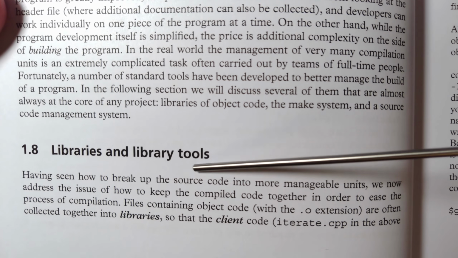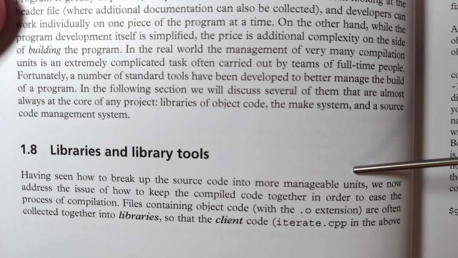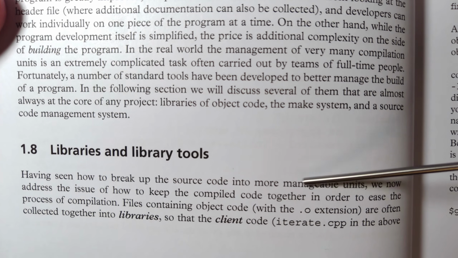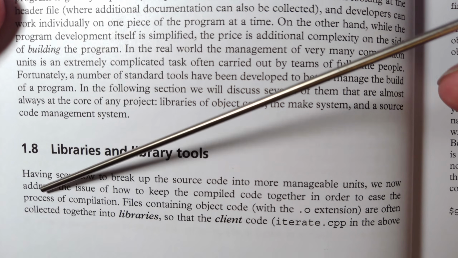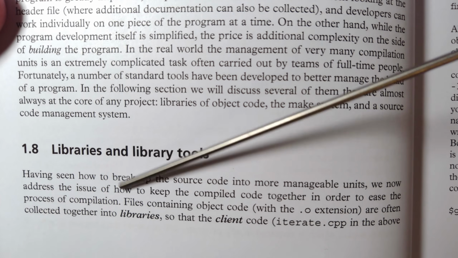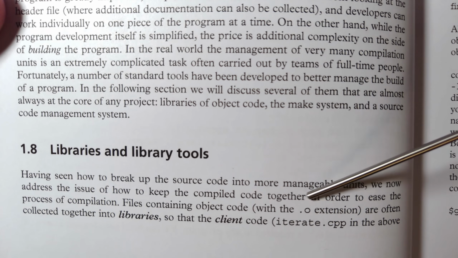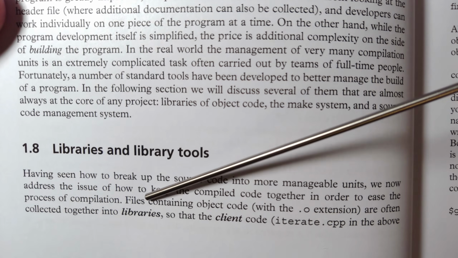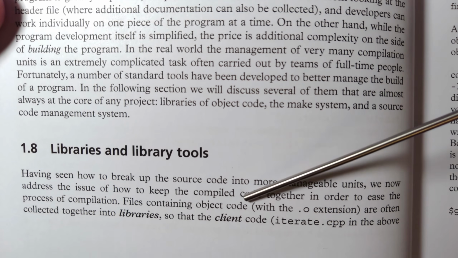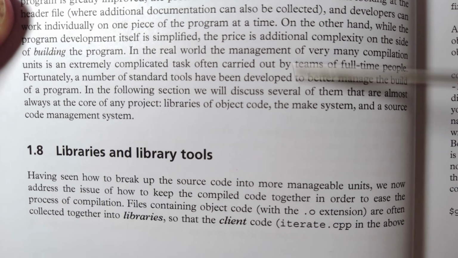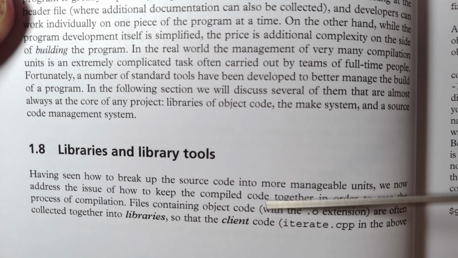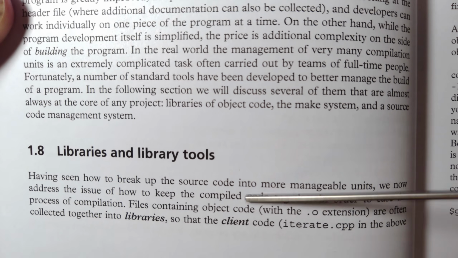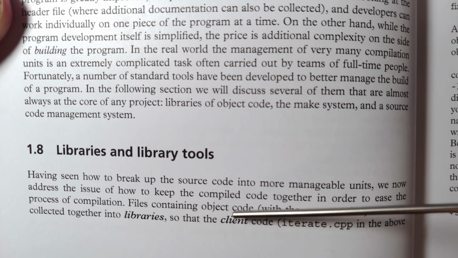Having seen how to break up the source code into more manageable units, we now address the issue of how to keep the compiled code together in order to ease the process of compilation. Files containing object code with the .o extension are often collected together into libraries, so that the client iterate.cpp in the example above. Some of this context is missing because we're not reading this book yet, but we'll get to this book eventually. That's actually the goal.